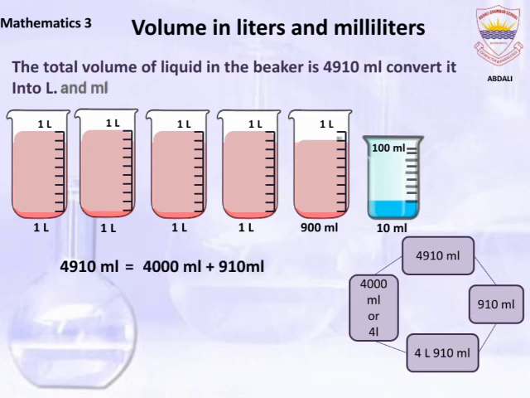4910 milliliters is equal to 4000 milliliters, which we write with the sign of addition, plus 910 milliliters. 4000 milliliters is equal to 4 liters, and we write 910 milliliters as it is.